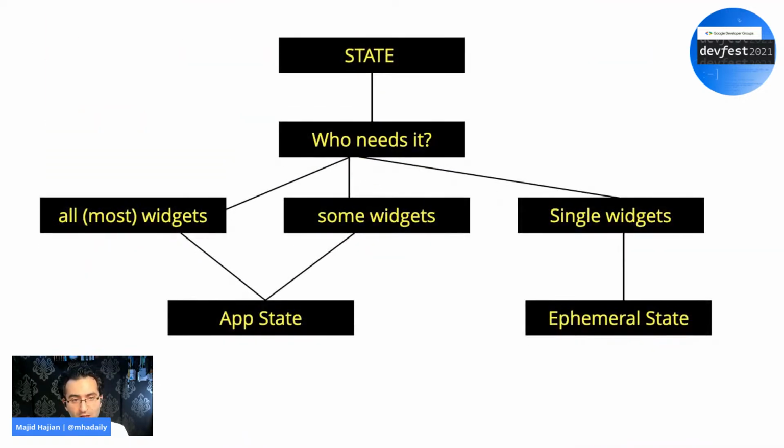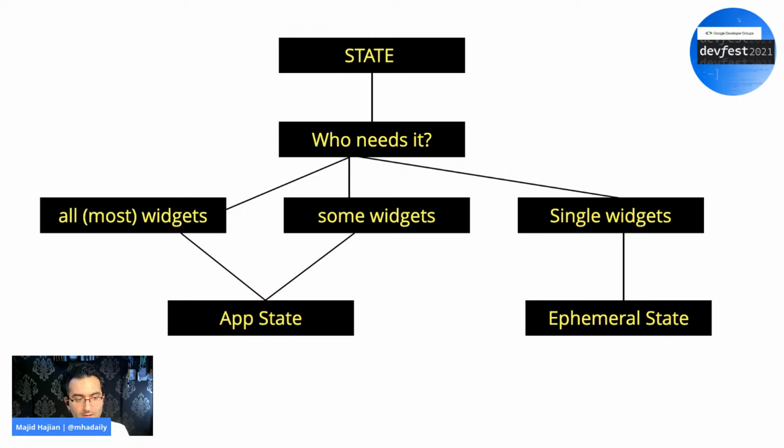It really depends on what I want to do. Let me give you a quick chart of what I mean. When you have your state, you will actually go and find out who needs this state at all. Is it all widgets, some widgets, or just a single widget? If you're talking about a single widget, that is an ephemeral state. So you can handle it differently from app state, which is going to be handled across different widgets, right?